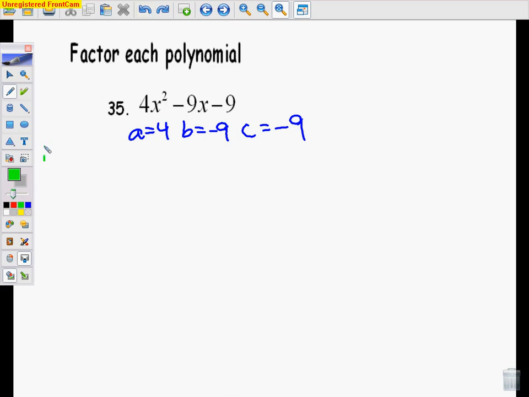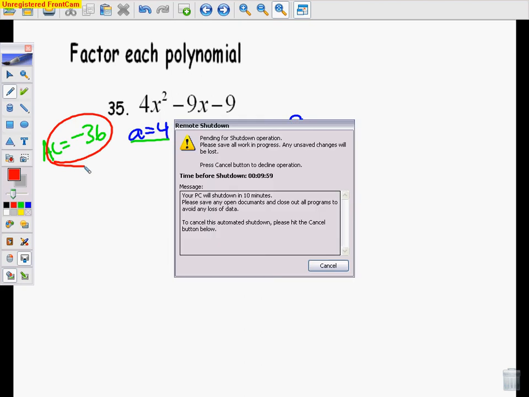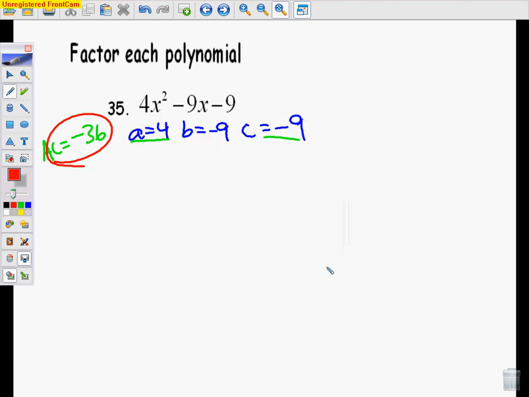In the AC method, the first thing you do is multiply A and C together. Here that equals negative 36. After you have that, you find what numbers multiply together to give you negative 36, but at the same time add together to give you negative 9. What numbers multiply to negative 36 and at the same time add to negative 9? That's negative 12 and positive 3.